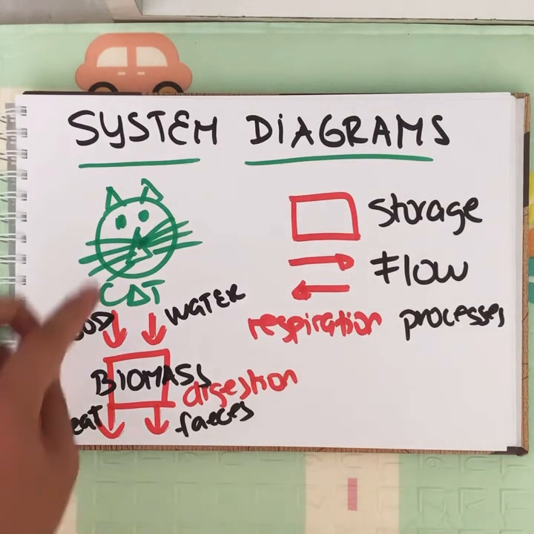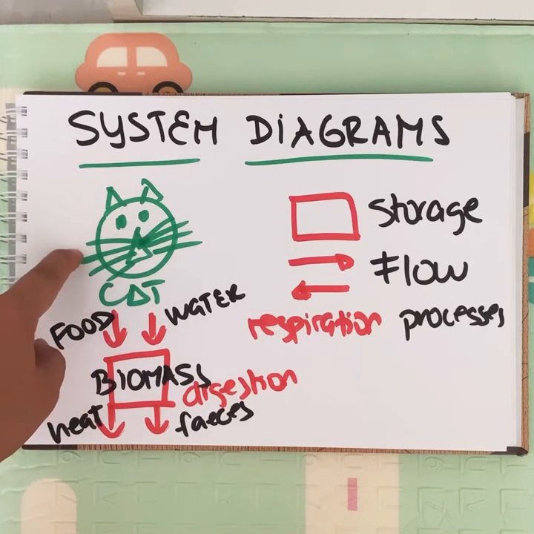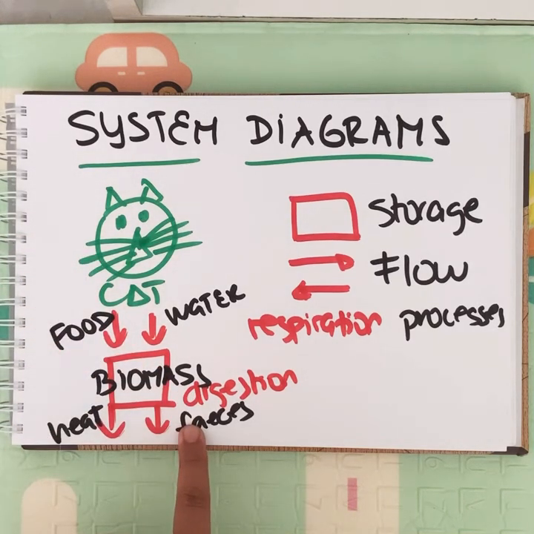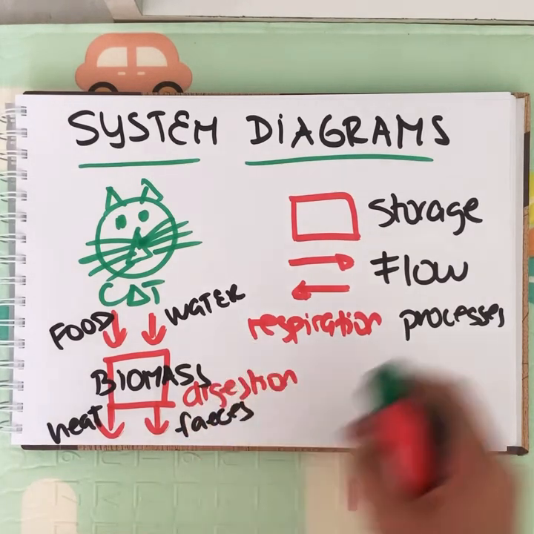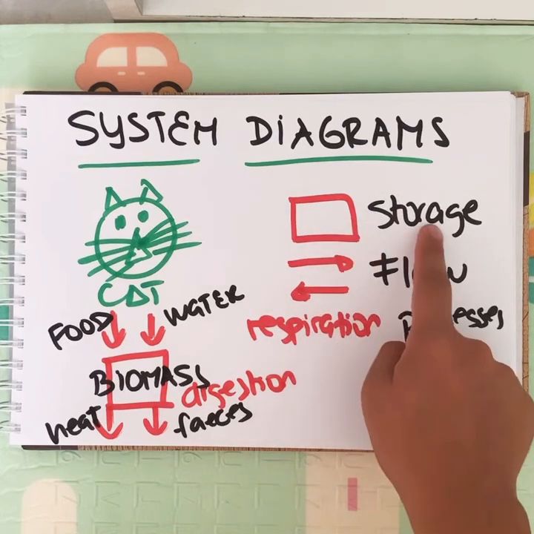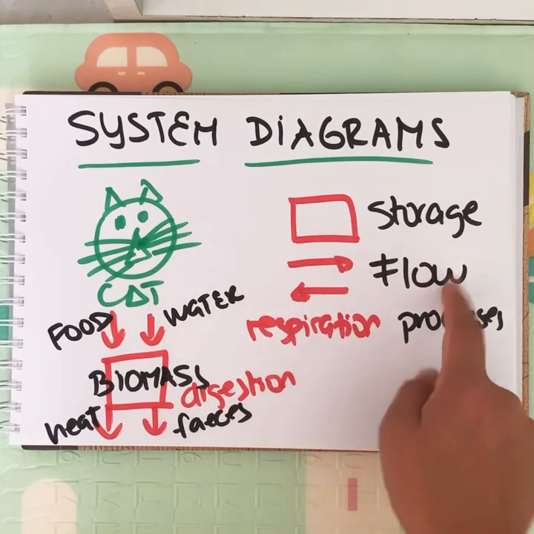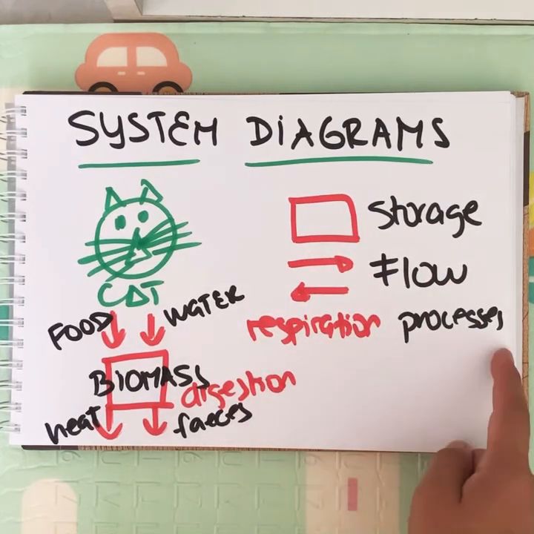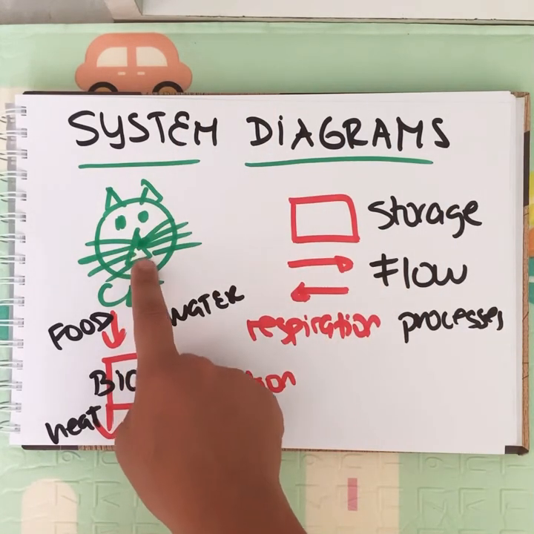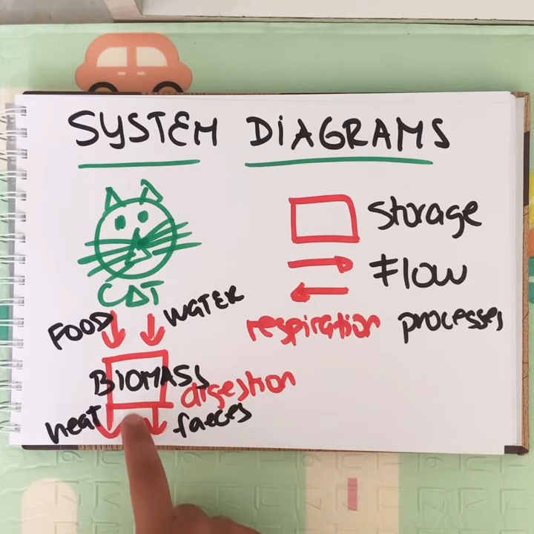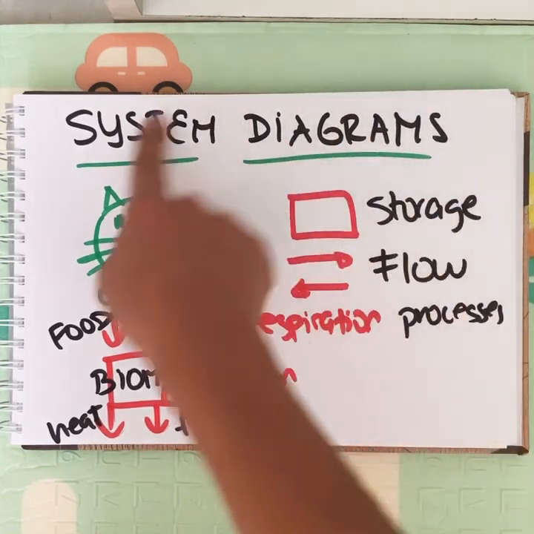In the case that we have a leaf, a plant, a process could be photosynthesis. A process could also be respiration. So this is how you draw a system diagram. You have boxes representing the storage, arrows representing the flow, and the name of the processes. This is how you draw, let's say, a figure, a cat, into a system diagram. If I show this to another student from another country, then he will have an idea that I'm talking about a living system. And this is how you draw the system diagram.